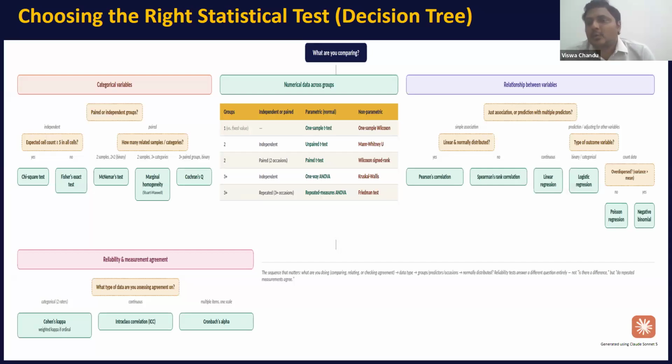And then coming to the type of outcome variable where you want to make a prediction, if it is a continuous variable, you are going for a linear regression. It is a simple linear regression or multiple linear regression, depending on how many independent variables are involved.